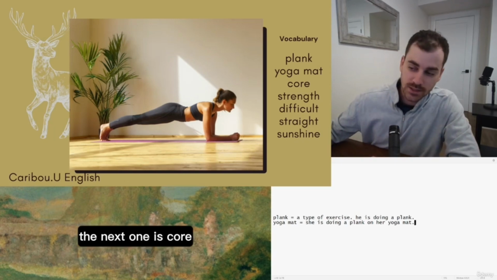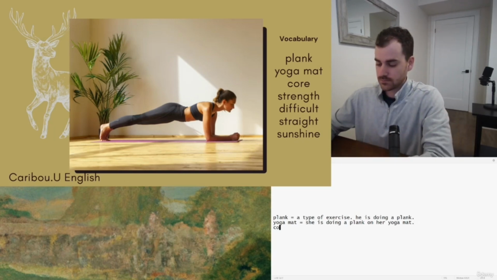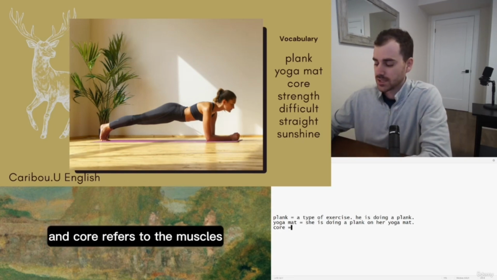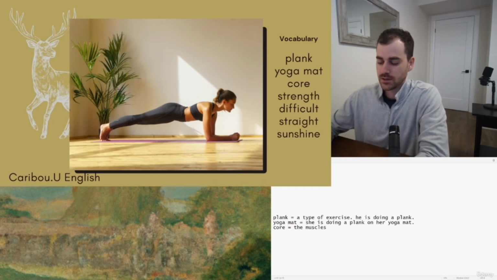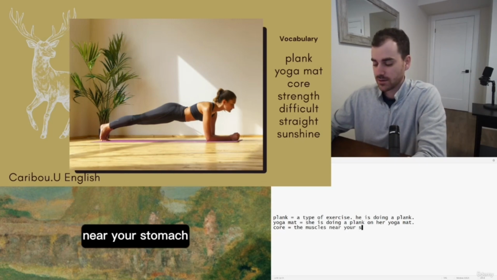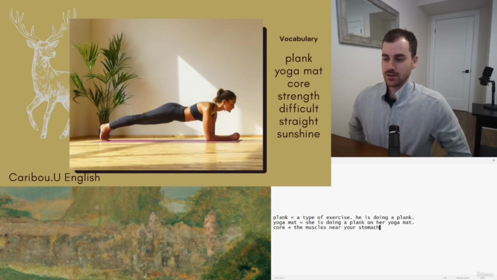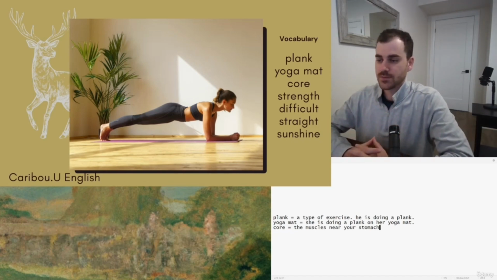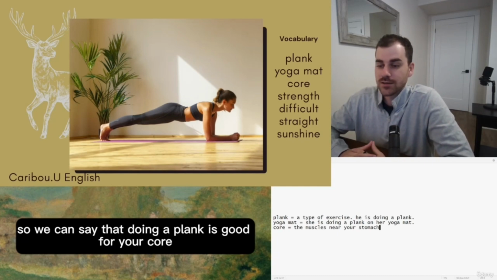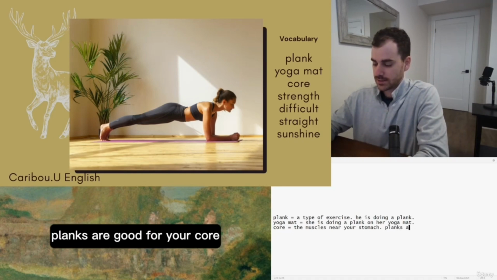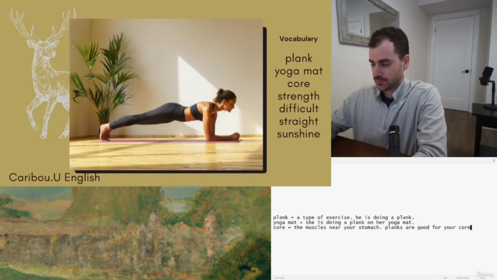The next one is core. And core refers to the muscles near your stomach. So all of the muscles right around here, it's called core. So we can say that doing a plank is good for your core. Planks are good for your core.